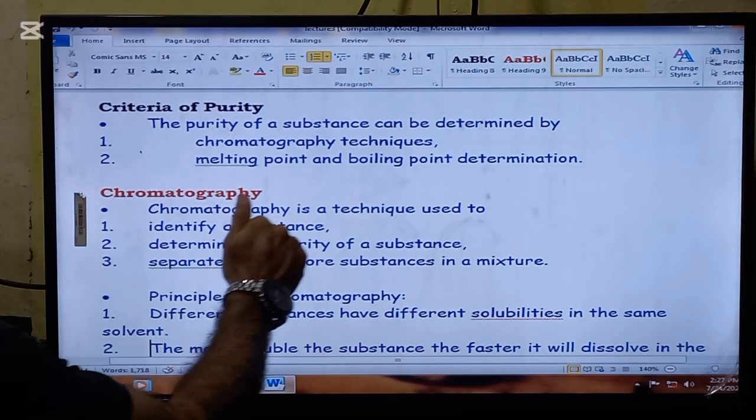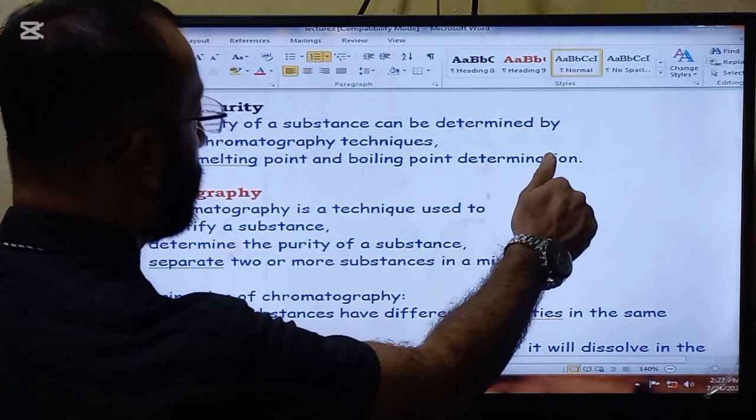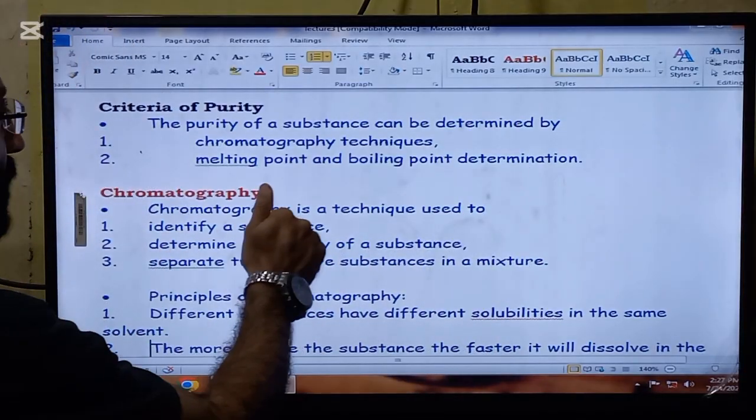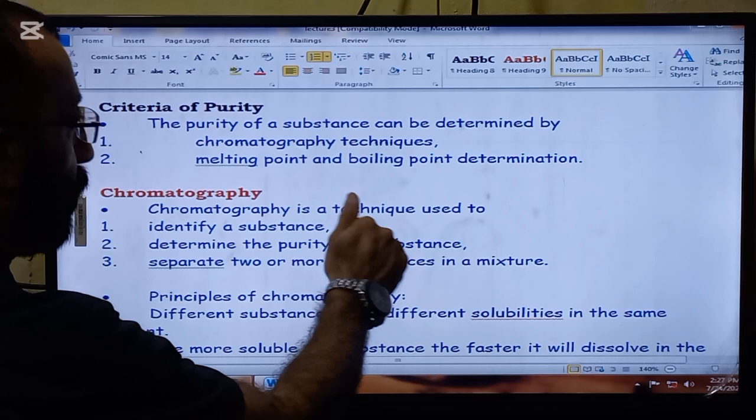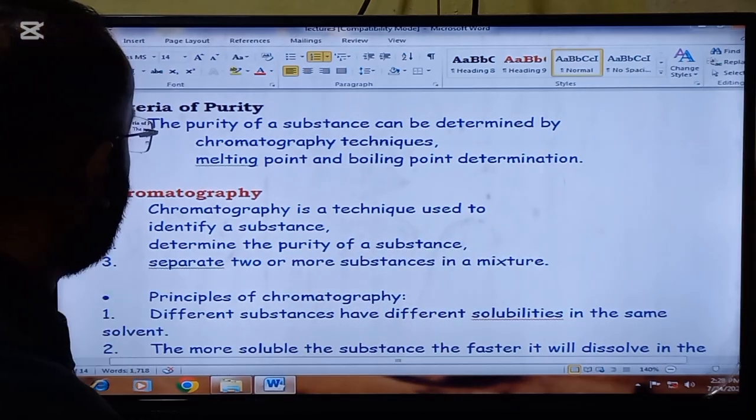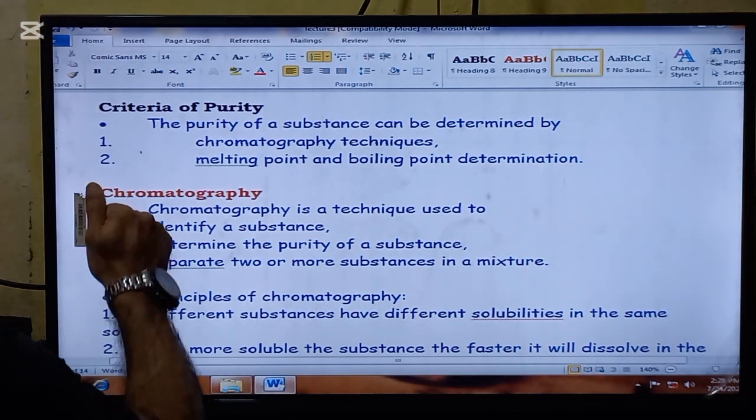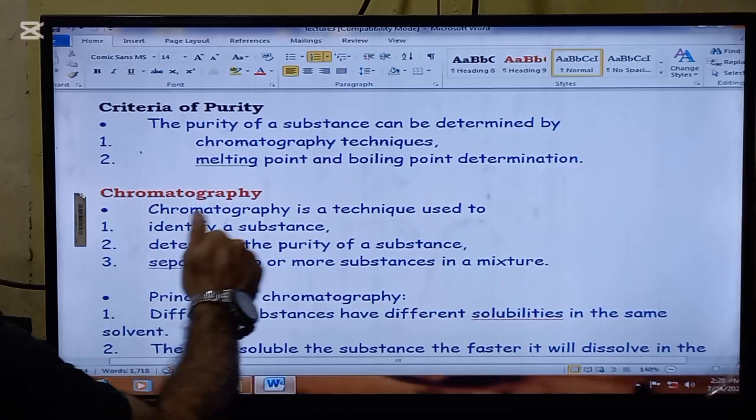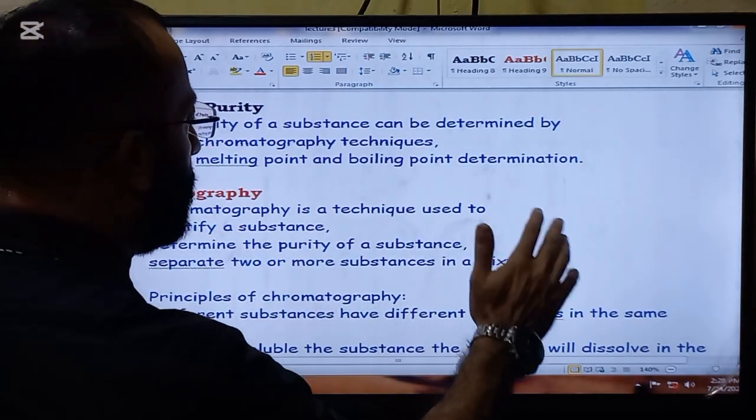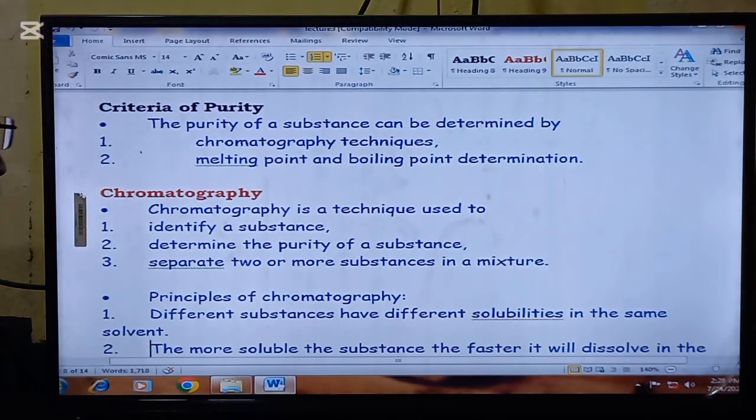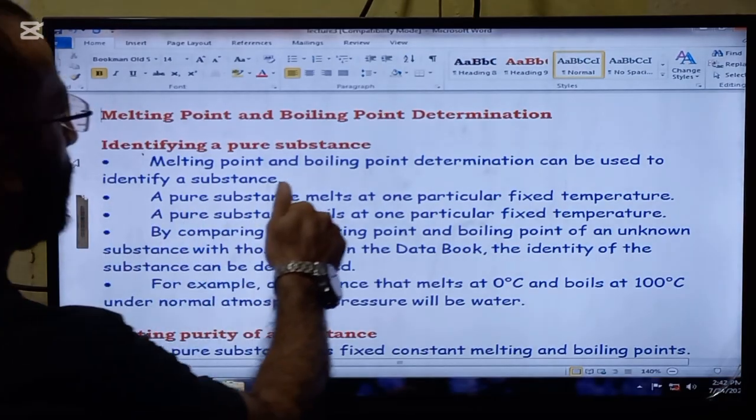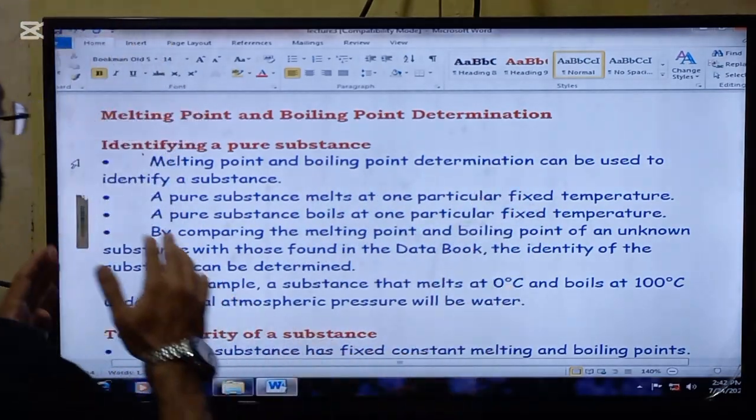The purity of the substance can be determined by number one, the chromatography techniques, and number two, the melting and boiling points determination. So our today's topic in the criteria of the purity is the melting point and boiling point determination. Concentrate yourself. We are going to start now.